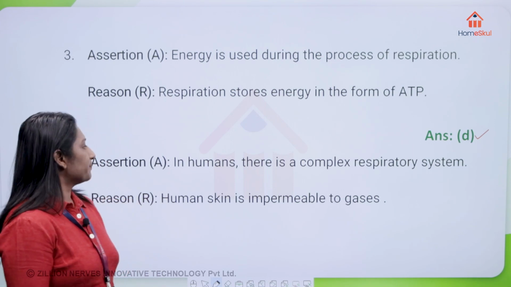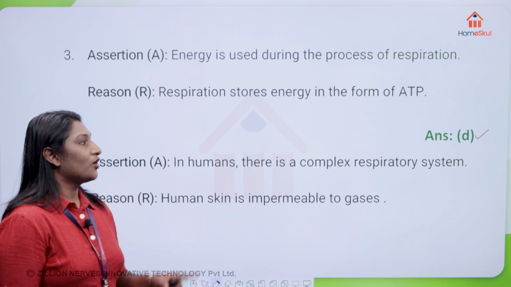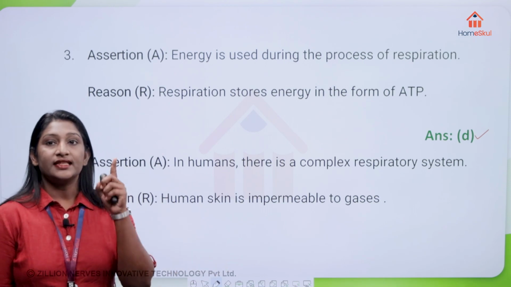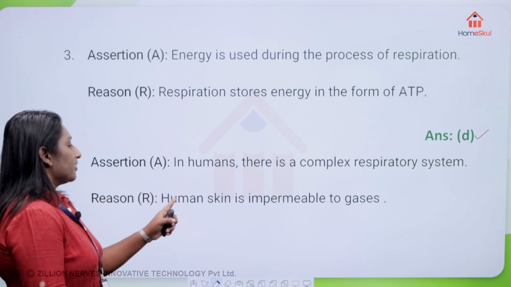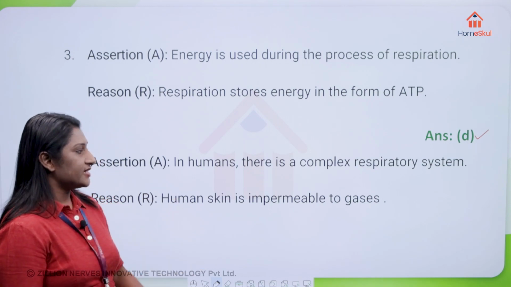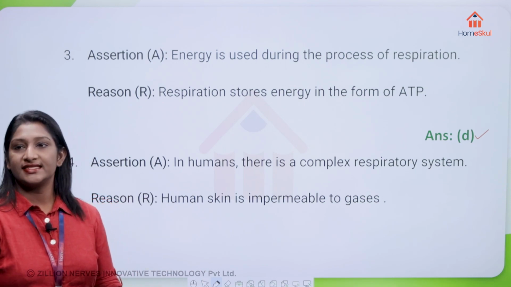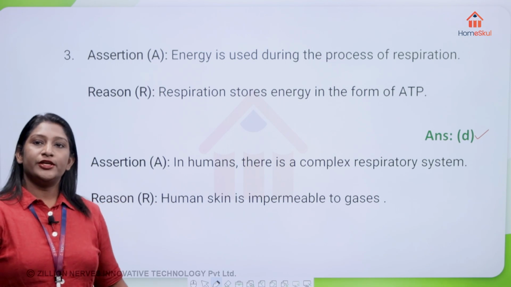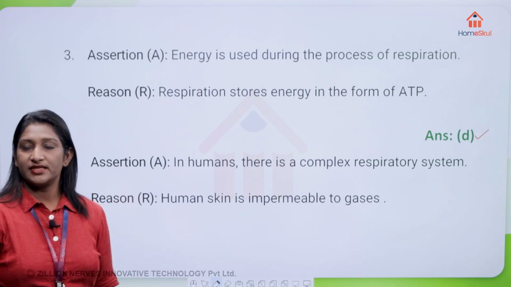And here it is. Assertion: in humans, there is a complex respiratory system. Reason: human skin is impermeable to gases. Which one? In humans, there is a complex respiratory system. Is that true or false?